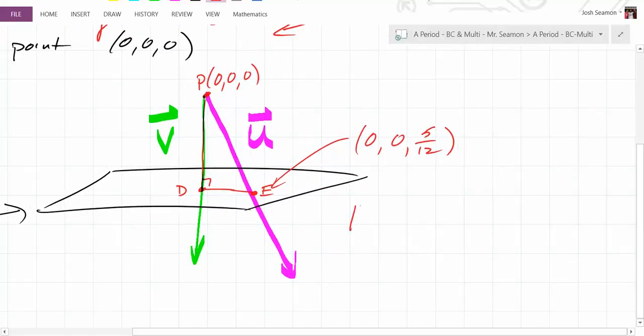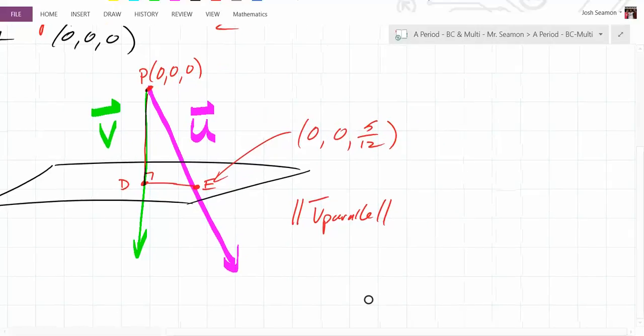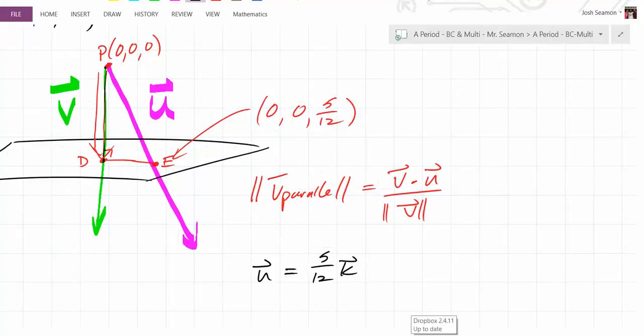You want the magnitude of v parallel, right? You want the magnitude of v parallel. Remember, do we have a formula for this? What was it? Do you remember what it was? Anybody? Oh, and we have the normal vector.